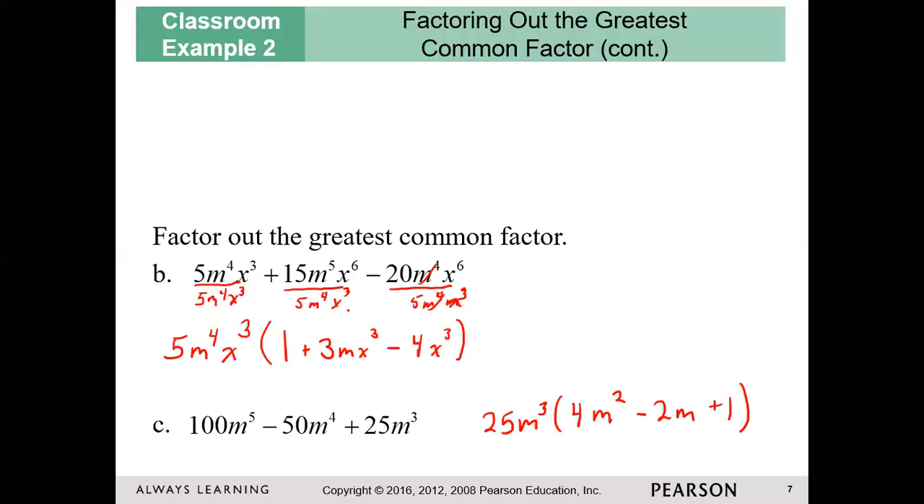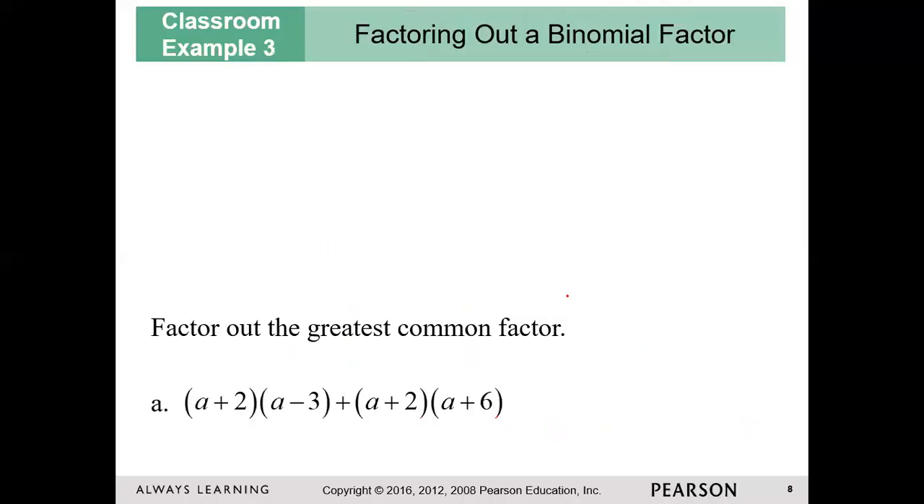We are going to focus more on factoring quadratics, which takes a little bit more technique than what we're doing here. All right, so again, we're going to factor out the greatest common factor. Remember, we're looking for the largest term that divides everything evenly.